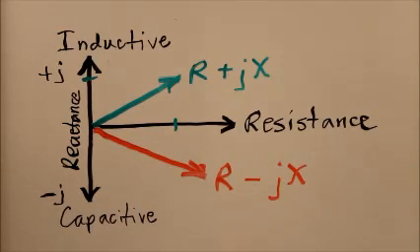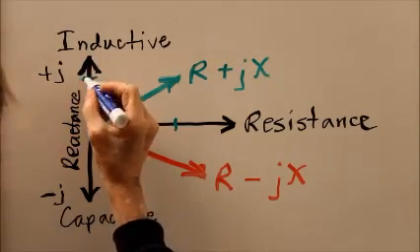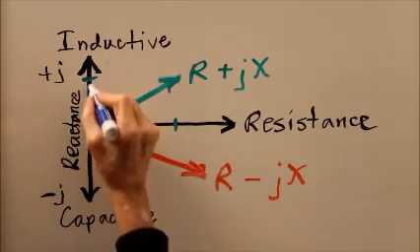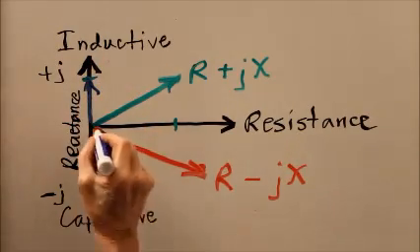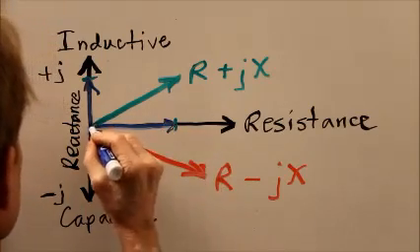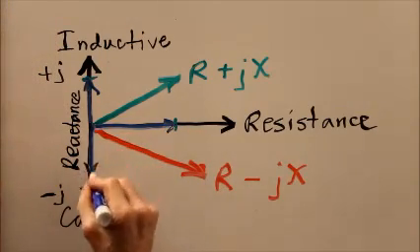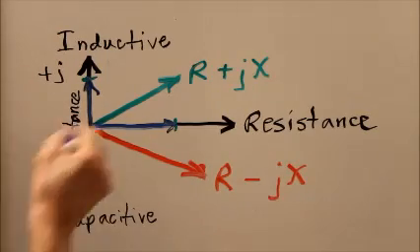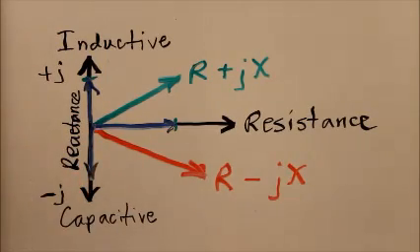We can also, of course, have vectors that go either straight up or straight down, representing, say, pure inductive reactance, pure resistance, or pure capacitive reactance. But we never see any vectors going off that way because, again, there's never any such thing as negative resistance in the impedance plane like this.